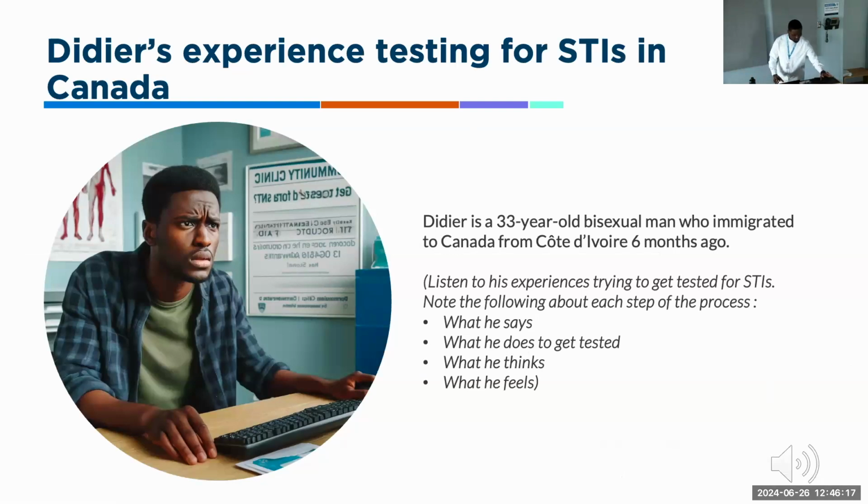Hi, my name is Didier Kone. I'm a 33-year-old French-speaking man who immigrated to Canada from Ivory Coast about 6 months ago. I am bisexual and I have always wanted to maintain a sex-positive outlook on my sexual health to ensure that I and my community stay healthy. To do this, I tried to get tested for sexually transmitted infections according to testing recommendations. I had a clinic that used to help me get tested in Abidjan. Each time I needed to test for an STI, I would visit the clinic and pay out of pocket to get my testing done.